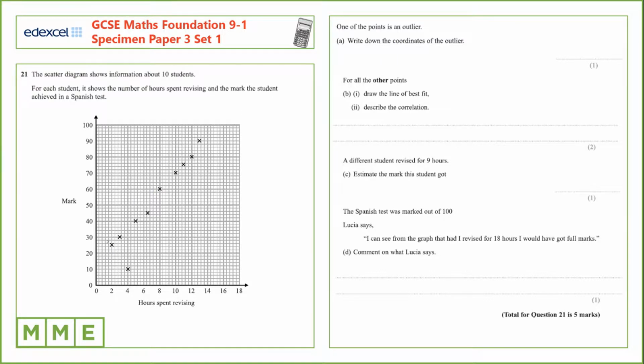So, for all these points here, we can see a definite trend. This point here is the outlier, and the coordinates there are 4, 10.